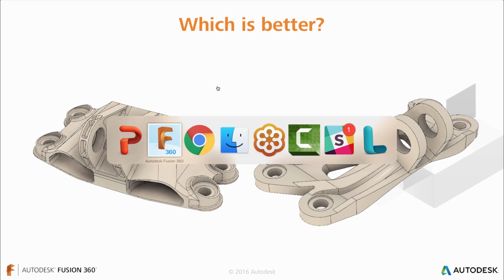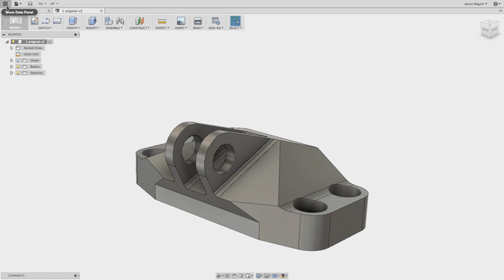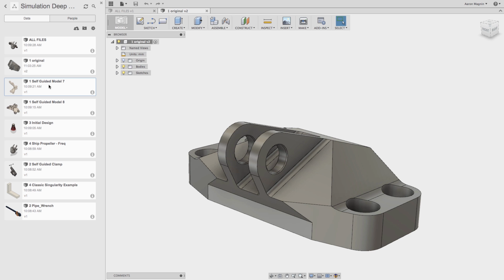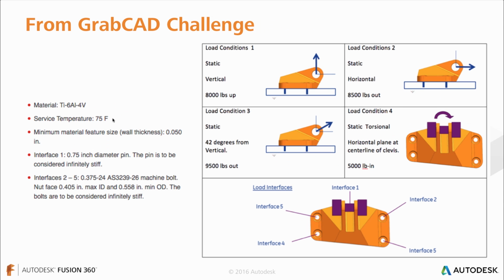Go ahead and open those files up in Fusion, wherever you use those. You can see self-guided model 7, self-guided model 8. And while you guys are doing that, I'll keep this GrabCAD challenge up. You can also try things like this 45 degrees from vertical load condition 3. That's kind of interesting, as well as the torsional style loading condition. So just pay attention to that, and I will resume this in about 10 minutes. Thank you all for joining, and get to work.